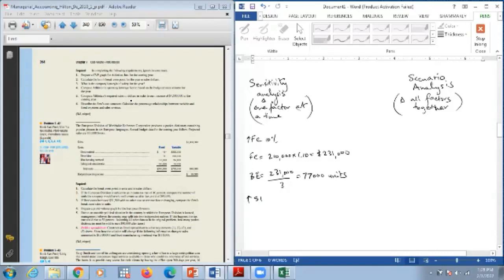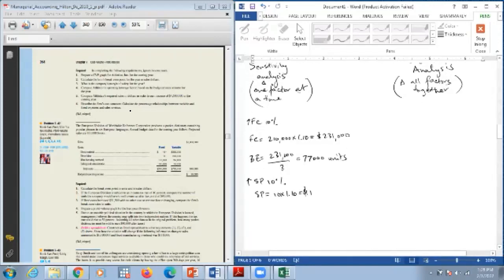Now let's see what happens when we increase our sale price by 10%. That means your new sale price will be equal to our original $10 times 1.10, or $11 per unit. Now the sale price directly affects your contribution margin. That means your new contribution margin will be $11 minus the original variable cost of $7. So you get a contribution margin of $4 per unit.